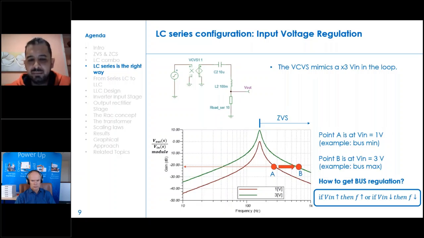At the same time, if the input voltage falls, the tank voltage, that is basically the voltage you see here on this resistor, falls. But to get voltage regulation, the tank gain shall increase to compensate this effect. So we need to reduce the frequency, and this is the basic mechanism to control whatever LLC you design all the time.